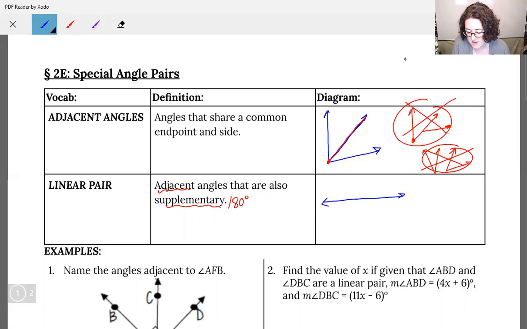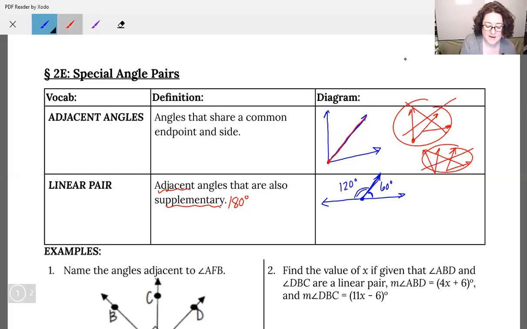So if I have a line, a point on it, with a ray coming off of it, these are actually two angles. I have the one angle on the right-hand side that looks like an acute angle, and the other angle on the other side looks like an obtuse angle. So these might be, for example, 60 degrees and 120 degrees, which add up to 180 degrees. And they share the side, they share that ray, so they are also adjacent angles.